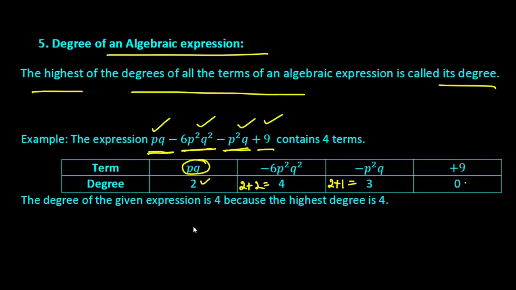Here we have degrees 2, 4, 3 and 0. Then what is the highest of these degrees? Highest of these degrees is 4. So the highest degree of the terms is the degree of the algebraic expression. So the degree of this expression is 4.